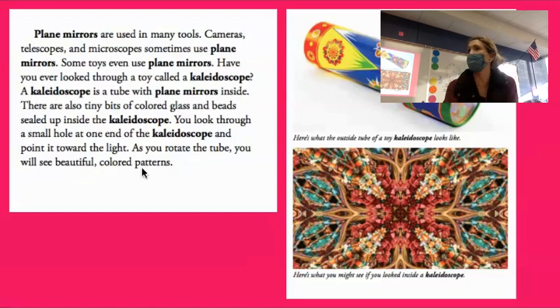Fabulous. So very simple. Everybody pretend like you have a kaleidoscope in your hand. You're looking through a little hole at the end and you're pointing it towards the light. So like people's eyes are up towards the light or out towards the window. Fabulous. And as you move the tube, you see beautiful colored patterns. Thank you, hands down. If we look at the picture there, this is an example of what you might see if you look inside of that kaleidoscope.